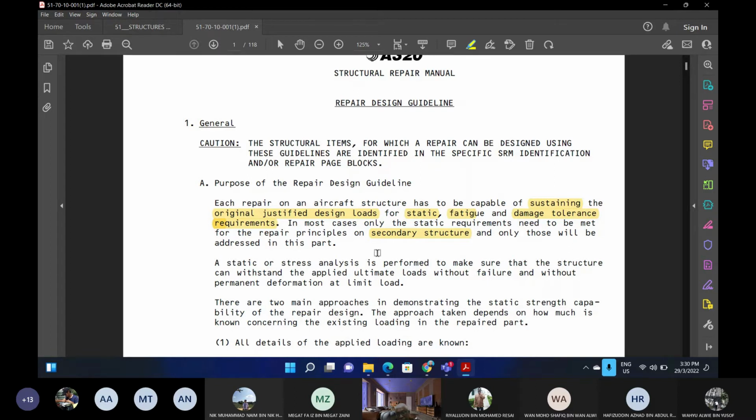And then for damage tolerant analysis, you have to wait for a few weeks. They will come back to you with an inspection interval for the repair that you designed, telling you when you need to do the inspection. So those are the result of a fatigue and damage tolerant analysis, where you can get the inspection interval for the repair.